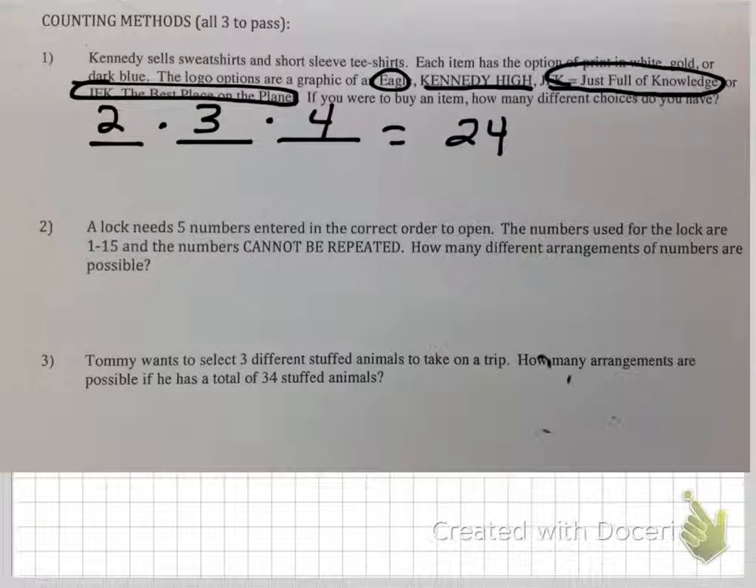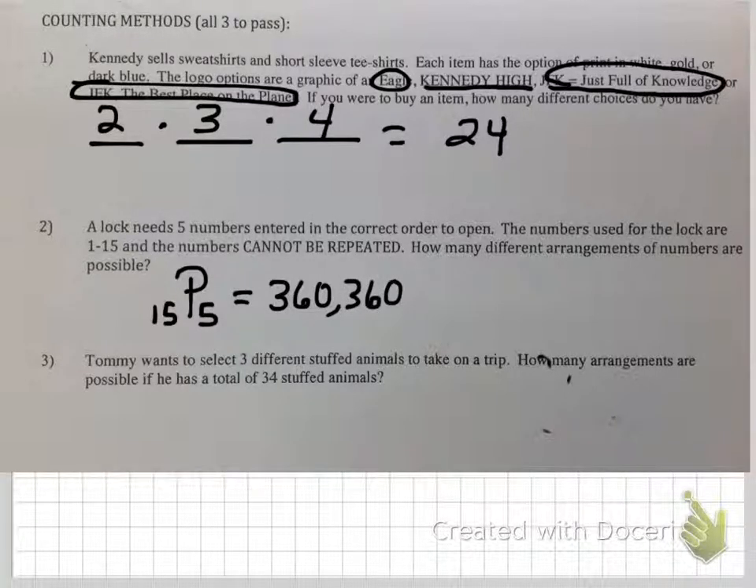Problem number 2. A lock needs 5 numbers entered in the correct order to open. The numbers used for the lock are 1 through 15 and cannot be repeated. So there's 15 different numbers and they cannot be repeated. The order does matter, so this must be a permutation. In fact, there's 15 numbers to choose from. I need to pick 5. Therefore, the answer is 360,360. Ooh, what a neat number. Cool. The other way of doing that is 15 times 14 times 13 times 12 times 11. And you get the same answer there.